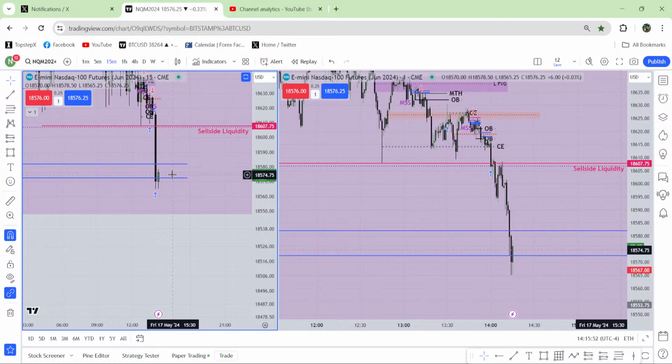See if it's 50% of the daily imbalance fair value gap. Okay. Are you looking more for sell or buy? I'm not looking for anything right now.